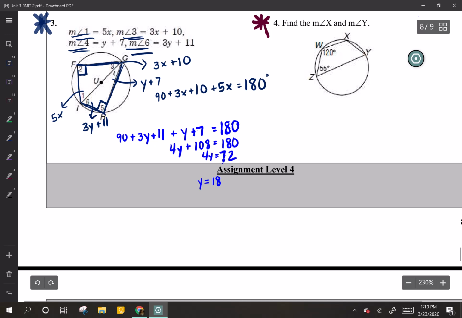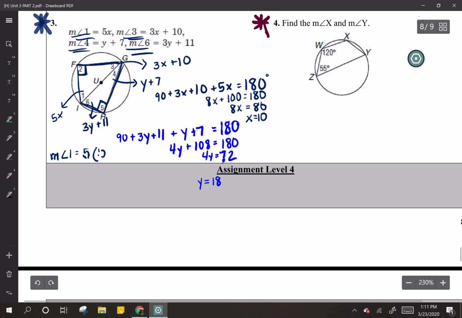In the other equation, combine like terms to get 8x plus 100 equals 180. Use inverse operations to get 8x equals 80. Then you get x to equal 10.